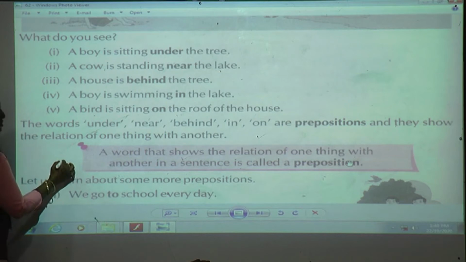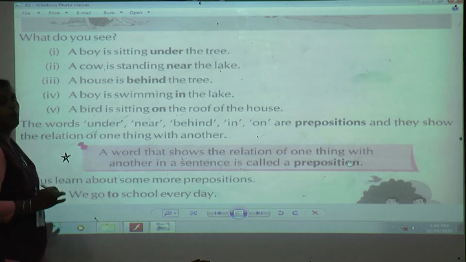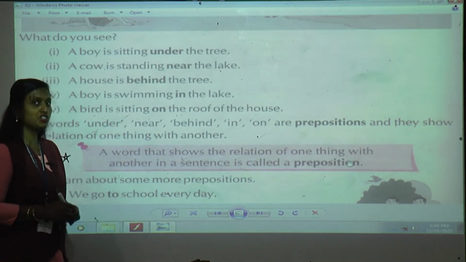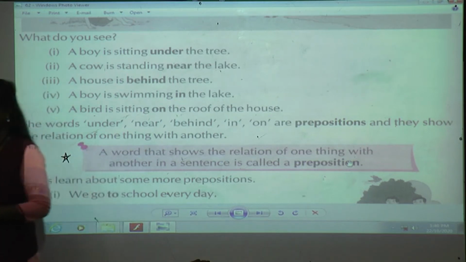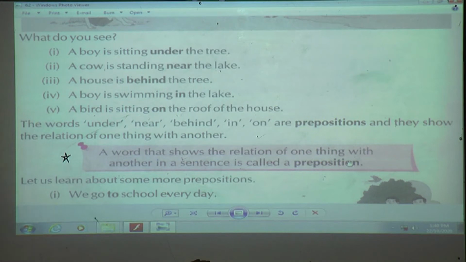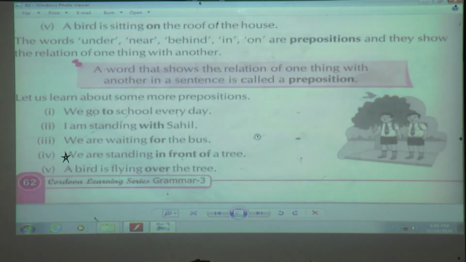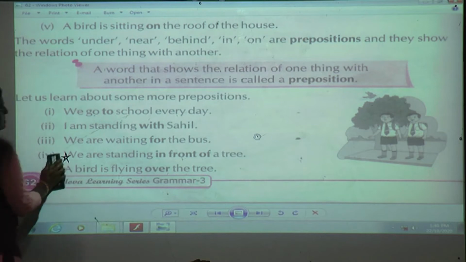So what will you do here, students? You are going to make it a star. And what does the star show? It shows that you have to learn this definition. Understood, students? Again, I'll repeat. What is a preposition? A word that shows the relation of one thing with another in a sentence is called a preposition. Now here we have seen only 5 prepositions. We will see more prepositions in the following sentences. Are you ready to learn more about prepositions, students?